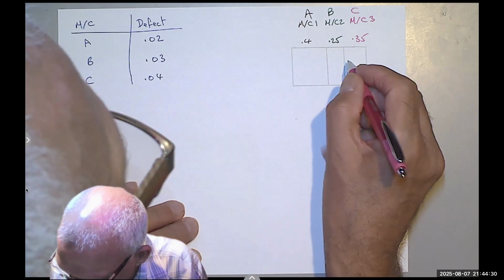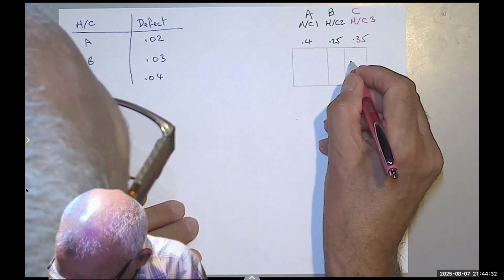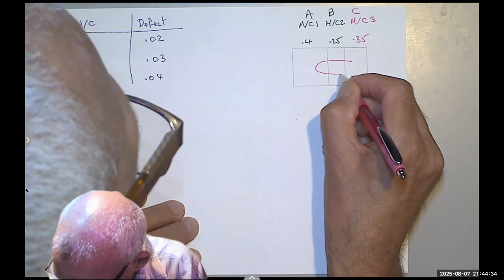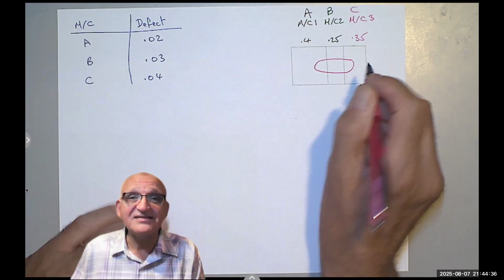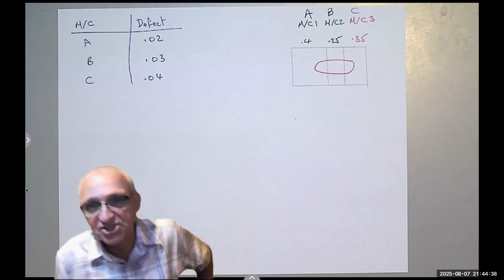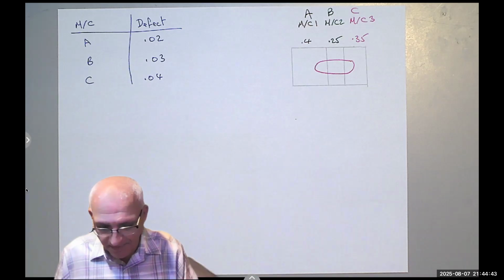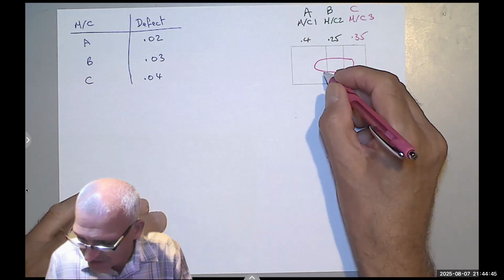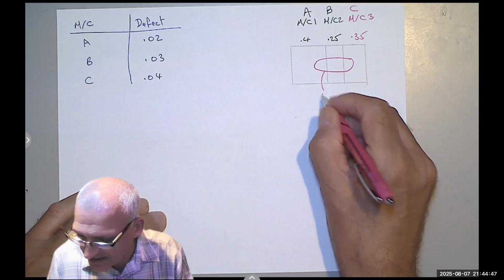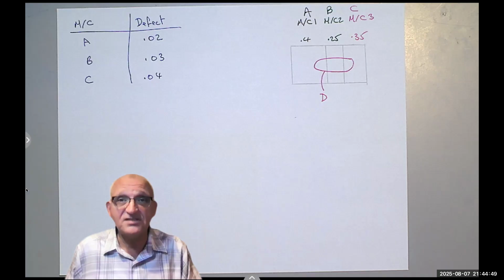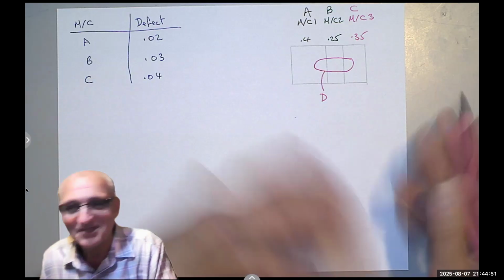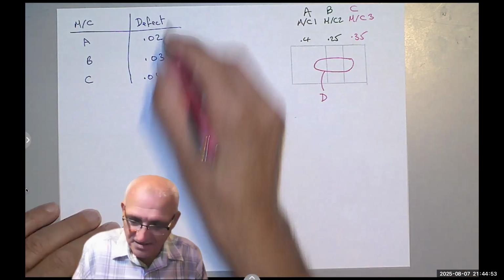Whether you pause the video or not, what I'm going to do is draw something, another event that cuts across all three machines. Maybe I should have used a different color, but it doesn't really matter. I'm going to say this is the defect. So I'm going to use the letter D, so we have A, B, C, D. D here is the defect.